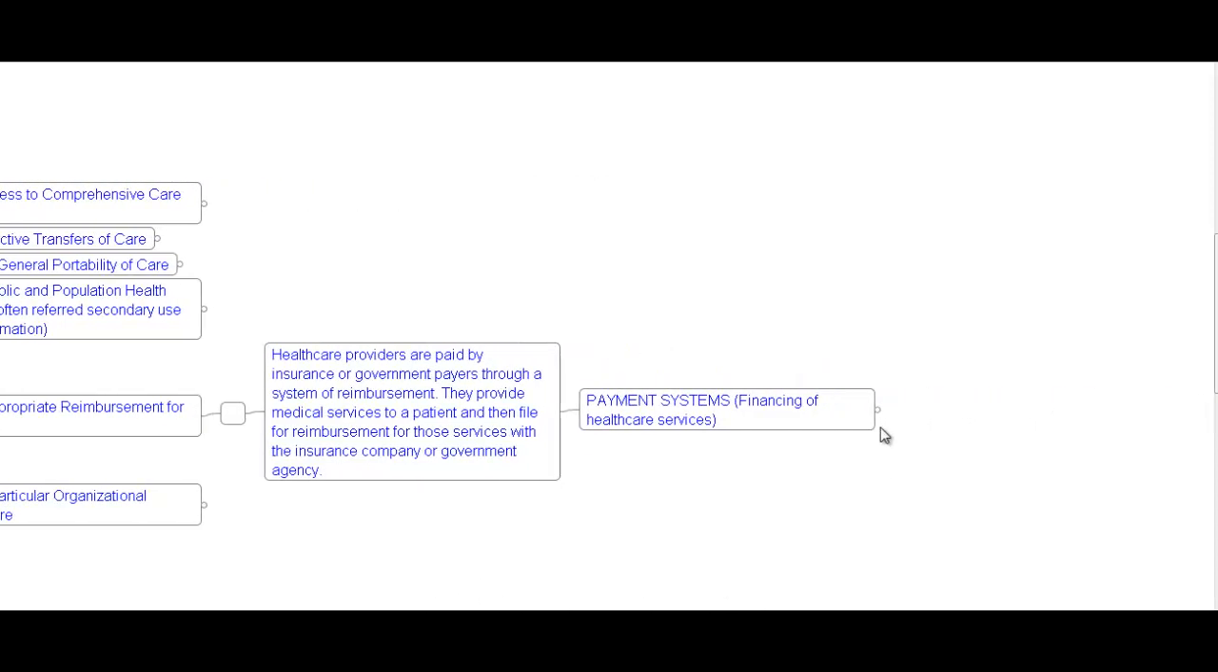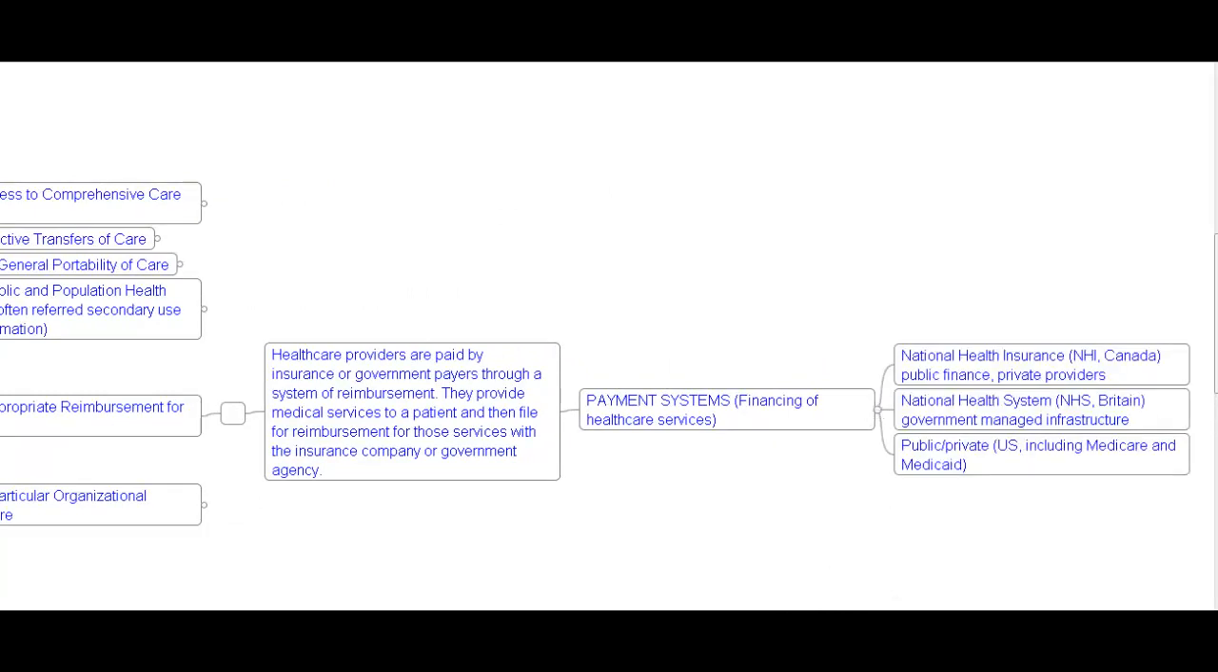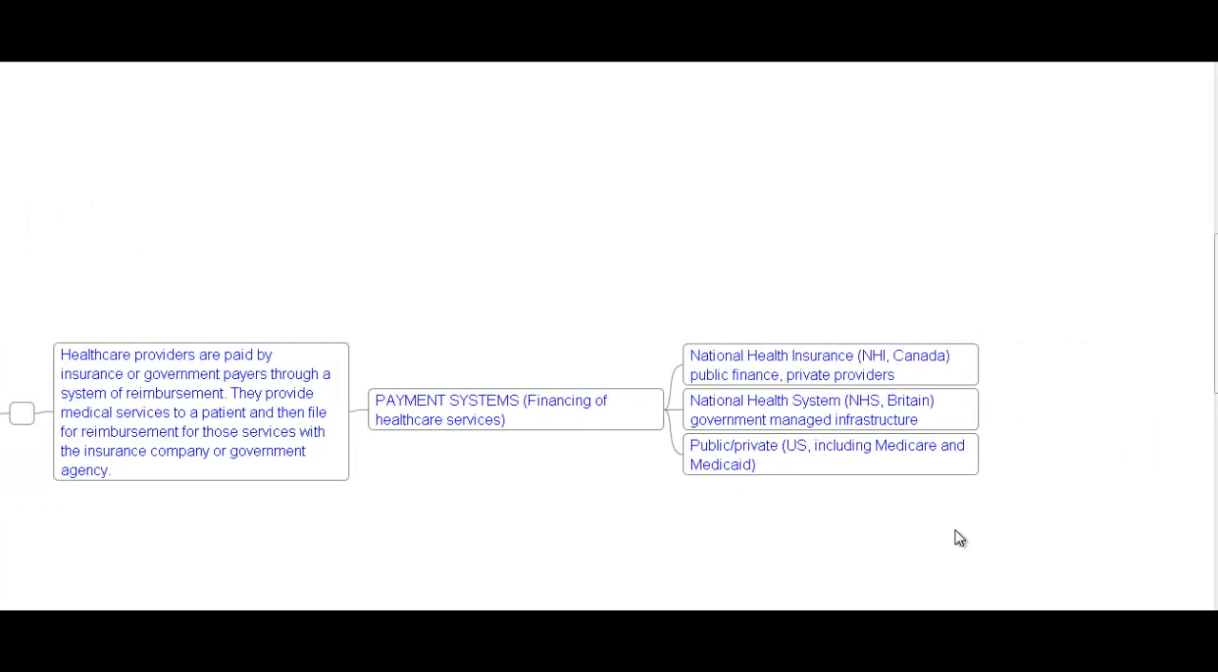Some organizations involved in the payment system are: National Health Insurance (NHI) in Canada, public finance and private providers; National Health Service (NHS) in Britain, government-managed infrastructure; and public-private in the US, including Medicare and Medicaid. These are some organizations involved in financing of healthcare services. Now we'll see the next topic.